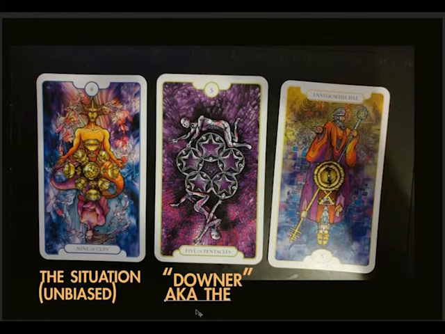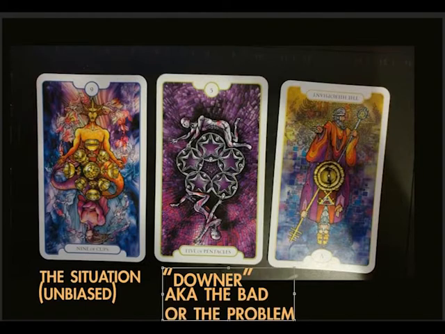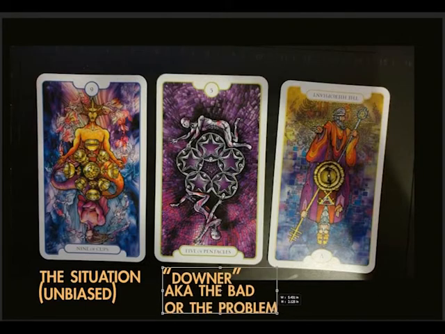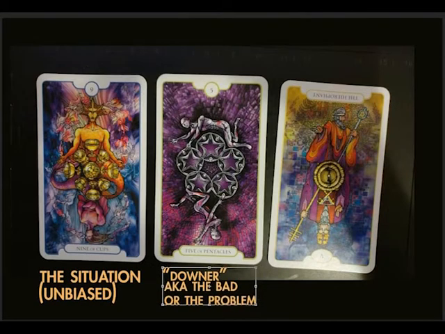So for example, if they're asking, what should I do about this issue that I'm having with someone? You would have the situation, which would be showing their current relationship. The downer card would be showing, these are the problems that you're having. This is what's going wrong, basically. And you can apply that to almost any question. Almost any question is going to have your basic situation, and then the negative side of that situation based on what is going on right now.